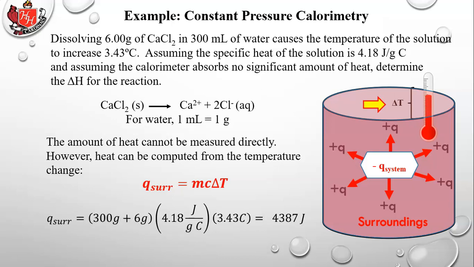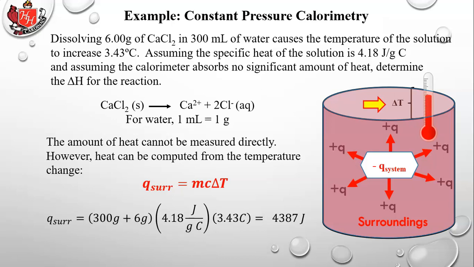Plus you have to add the mass of the calcium chloride. That's part of the surroundings as well. So it's 300 plus 6 is 306 grams for the surroundings. Then the specific heat of water is 4.18 joules per gram degree centigrade. And then we said that the temperature change in the problem was given as 3.43 degrees centigrade. And now you got to be careful that joules is the unit of measure here because the specific heat is in joules. So you're getting an answer in joules.